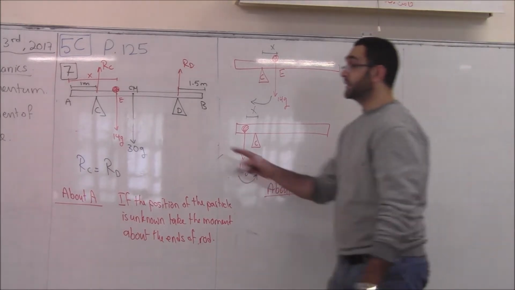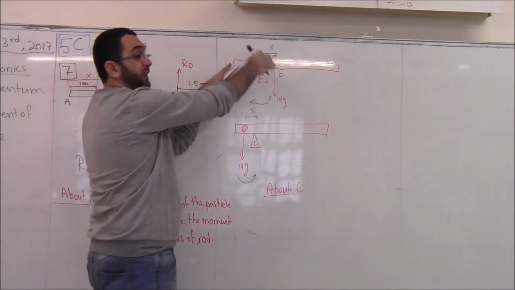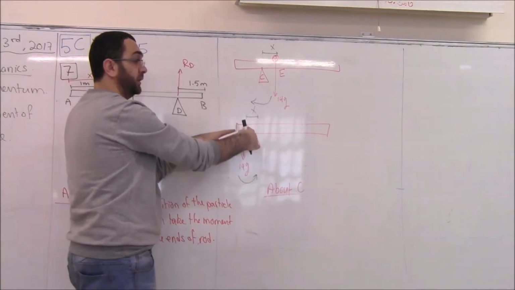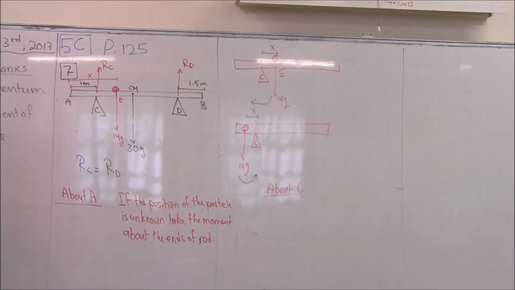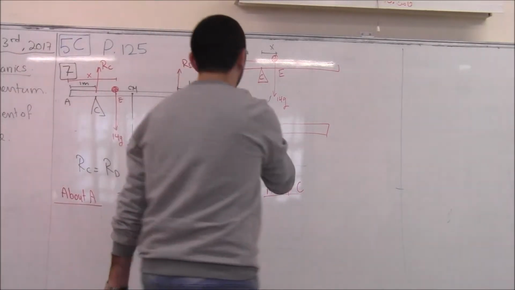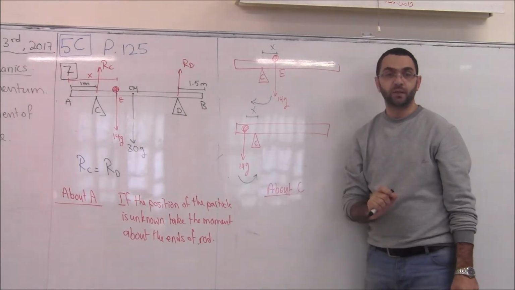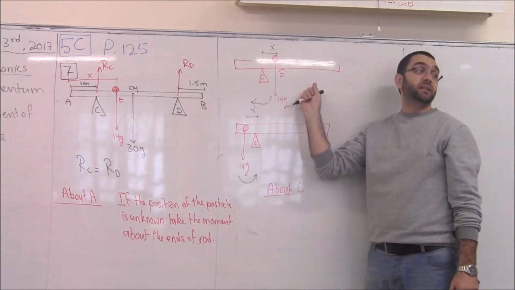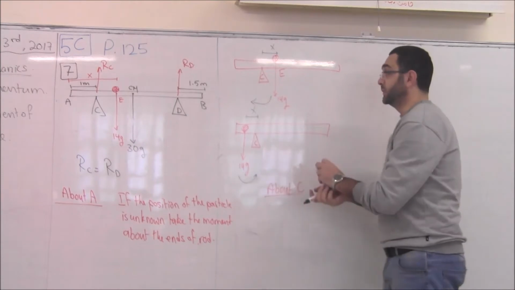So, if I took it about A, this is clockwise, here clockwise. In both cases the same direction. So no matter the position. But if I take about C, the position of the particle will affect the answer. If I place it before C, it differs from after C, right? Clear? Did you understand what I mean?